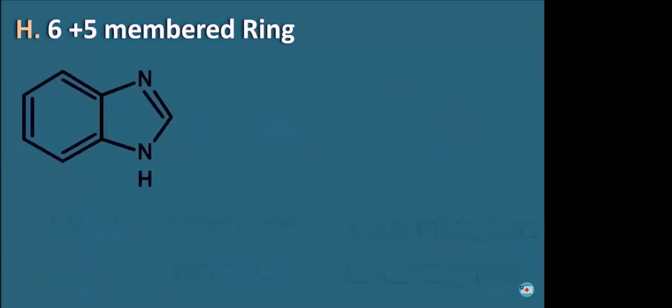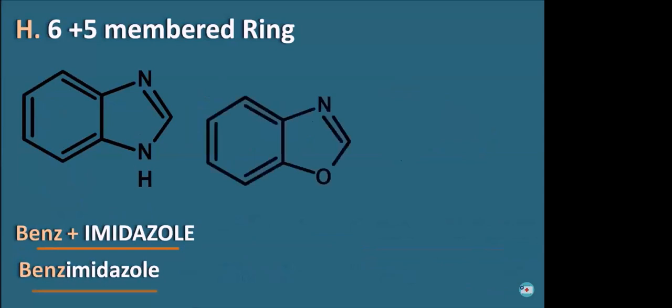Now let us take another example with the 6 plus 5 member ring system with two heteroatoms here. So what is the name of this one? Here the heterocyclic ring system is the imidazole, which is attached with the benzene. So benz plus imidazole, that is the benzimidazole. Here we have not used the o because it is not easy to pronounce. So benzoimidazole is simplified as benzimidazole.